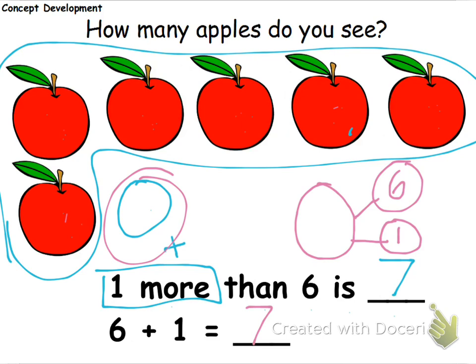And my whole, remember, whole means all together. Okay, with all of the apples together, even the one that we added. So it's 1, 2, 3, 4, 5, 6, 7. So we know that there were 6 apples, but then we added 1 more, and that means 7. 1 more than 6 is 7. And 6 plus 1 is equal to 7.